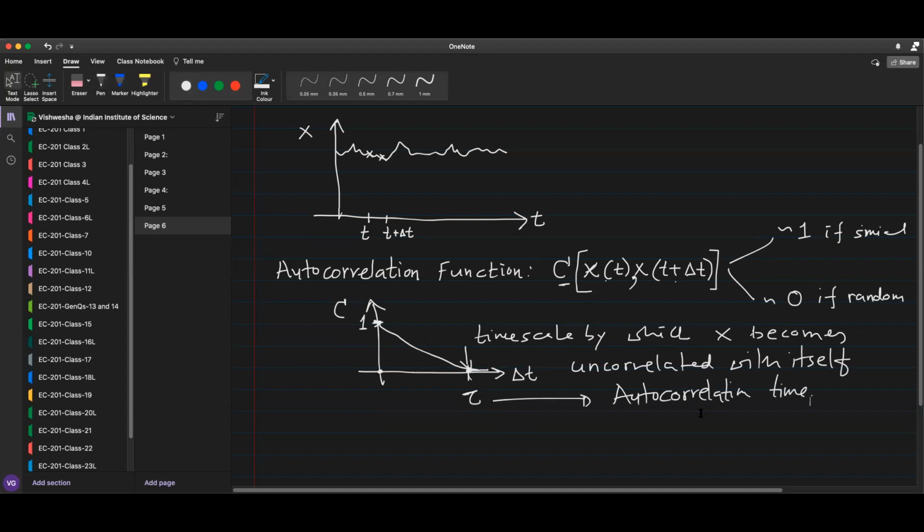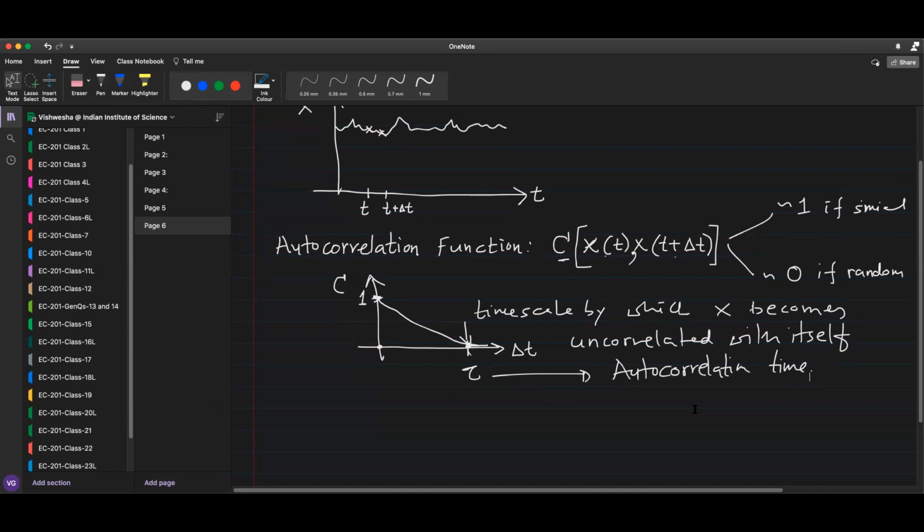So do you all agree with this now? You can also think of it as follows: if delta t is very small, x of t plus delta t is similar to x of t, but the larger delta t becomes, I don't remember what happened long back, right? So a system that has lost the memory of itself, and the time scale over which that memory is lost, is called the autocorrelation time.